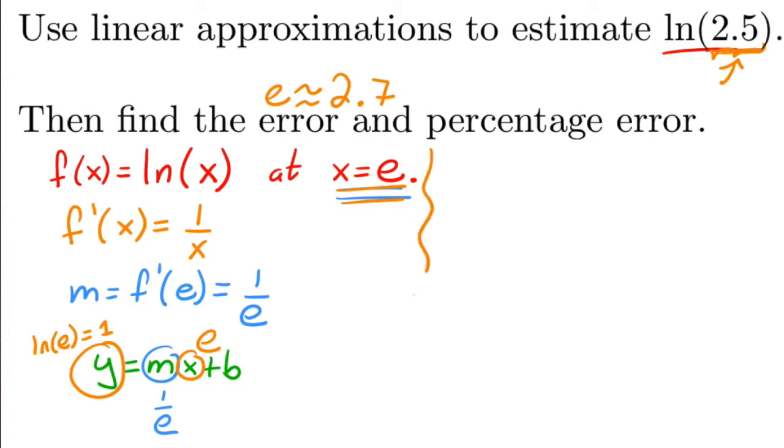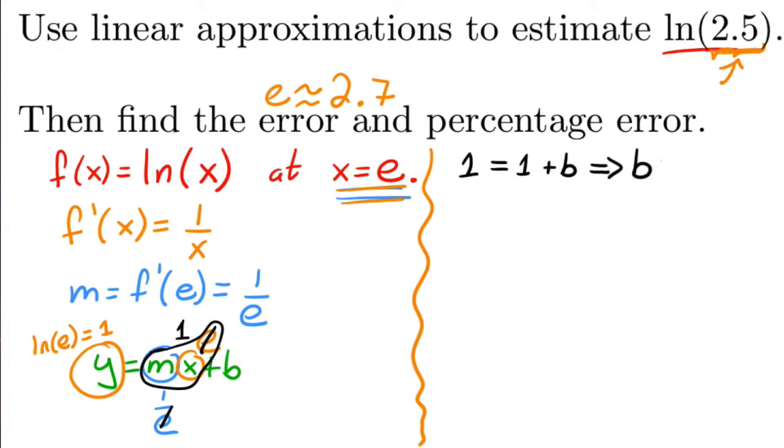Okay, well, great. This is actually much simpler than it looked in the beginning, because notice here you have 1 over e times e. That's simply 1 for this whole thing right here. And the left side is 1. So what you have is 1 is equal to 1 plus b. Well, what does that give you for your y-intercept? Your y-intercept is simply 0.